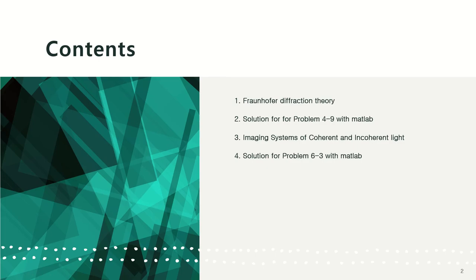There are four sections. At first, I will explain Fraunhofer diffraction theory briefly because I have done it several times before, and I will explain solutions for problem 4.9 with MATLAB code and movies. And then I will explain imaging systems of coherent and incoherent light. At last, I will explain the solution for problem 6.3 with MATLAB and some movies.